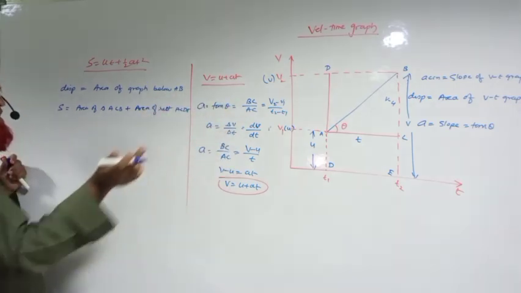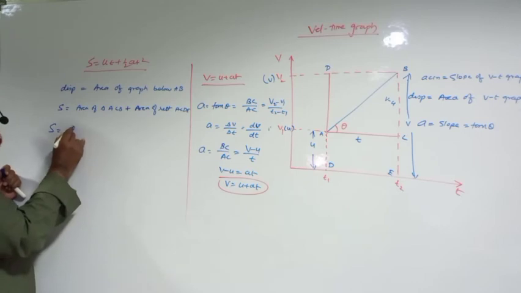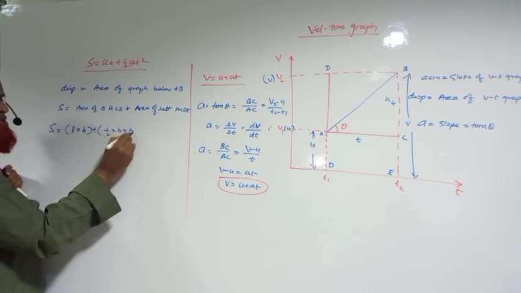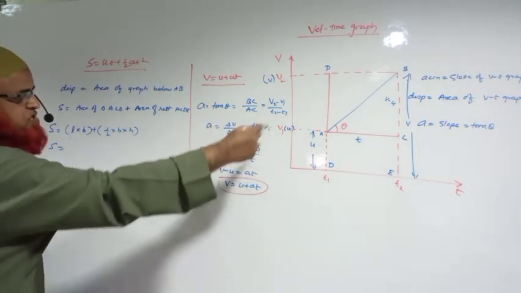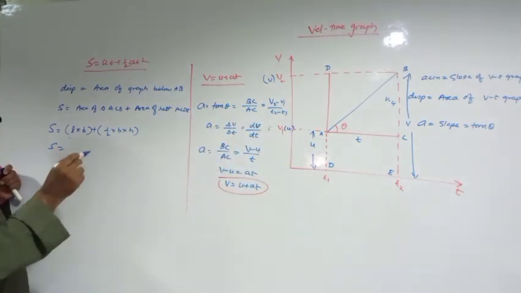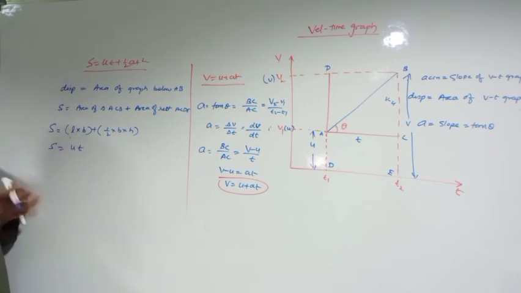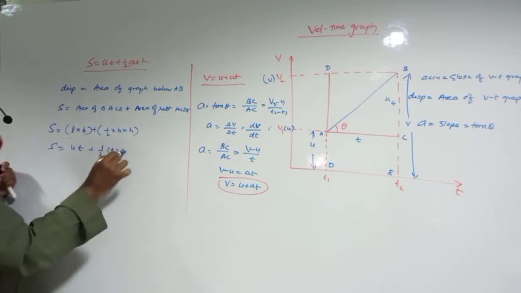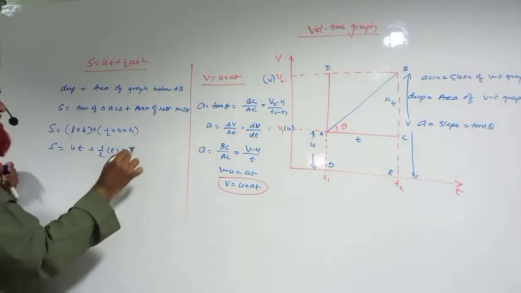So displacement is equal to, first, area of rectangle, you can consider it as length into breadth, plus, for the triangle, half into base into height. So length into breadth is nothing but, what is the length of the rectangle which is below? Can you tell me now? Length is u and breadth is t. So u into t you write. So half into base. Base is t. And what is the height of the triangle? Height of the triangle is BC, right? What is BC here? v minus u.